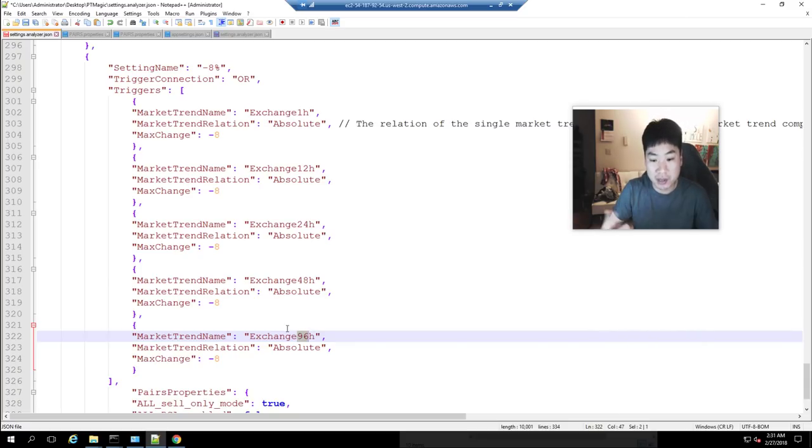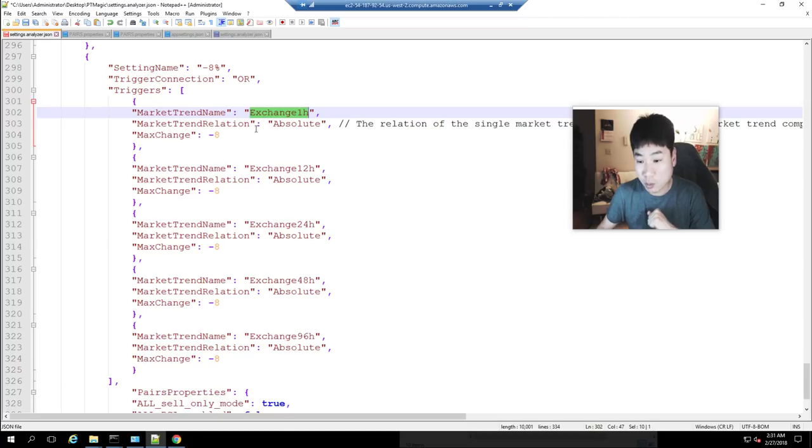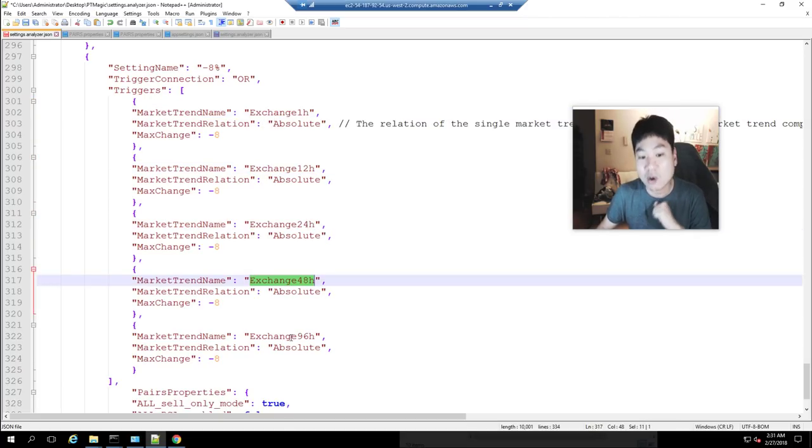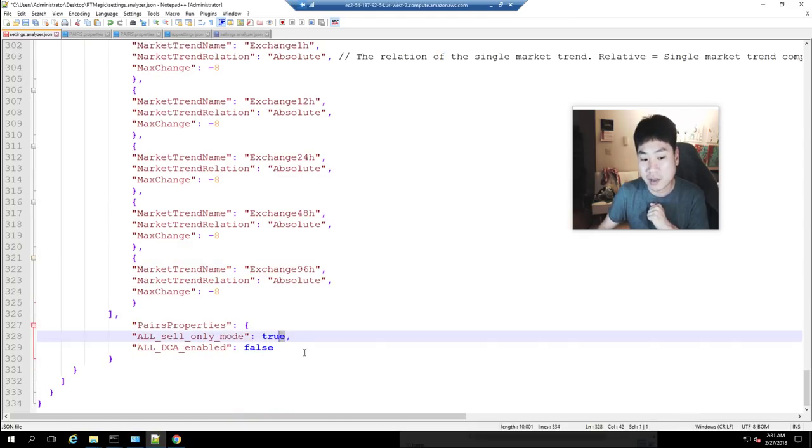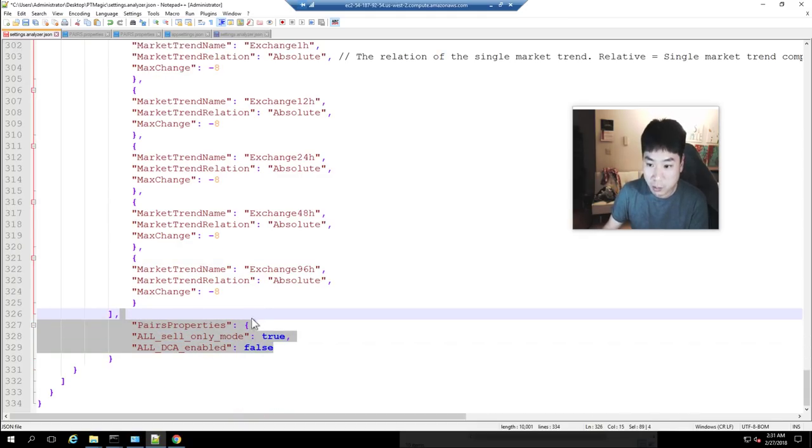I'm trying to figure everything out, so I'm limiting my bot's ability to buy. So if a coin is at -8% in the 1 hour, or the 12 hour, or the 24, or the 48, or the 96, it'll set these values here. And that's how that works.